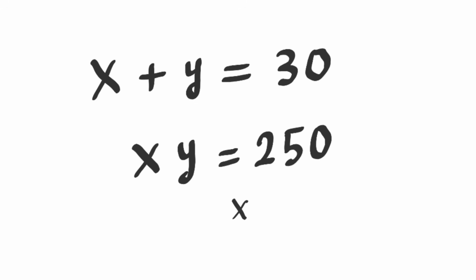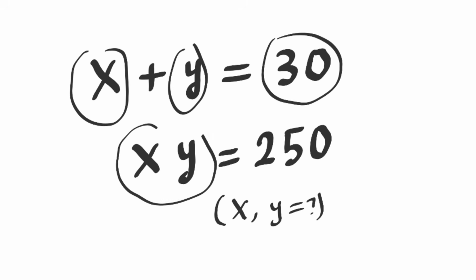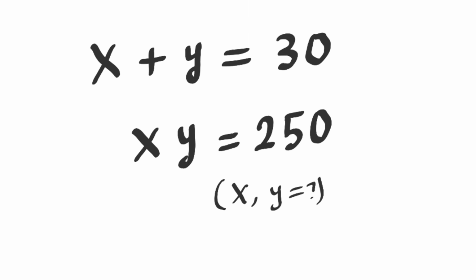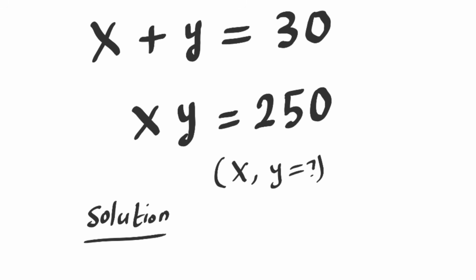Let us solve for x and y, given x plus y is equal to 30 and xy is equal to 250. x plus y is equal to 30, let us call this equation 1. xy is equal to 250, let us call this equation 2.